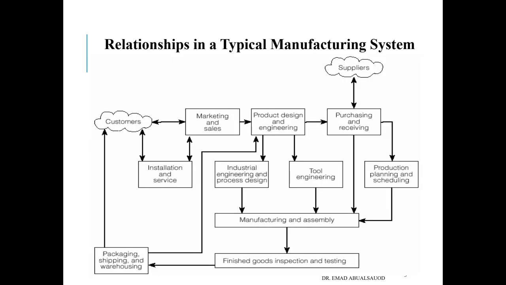The relationship in typical manufacturing systems usually starts, as even in the service, from the customer until the finished product. All the processes and steps that come between those two, like installation, marketing, sales, after sales, maintenance, the purchasing, receiving, the packing, all these are considered to be related components of the manufacturing systems.